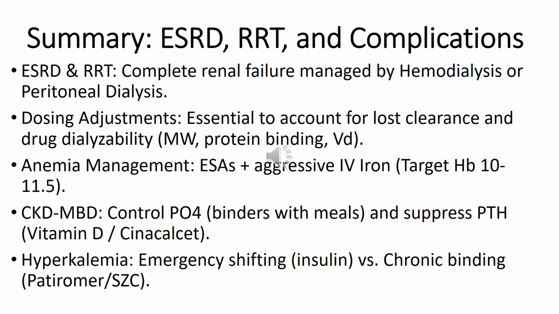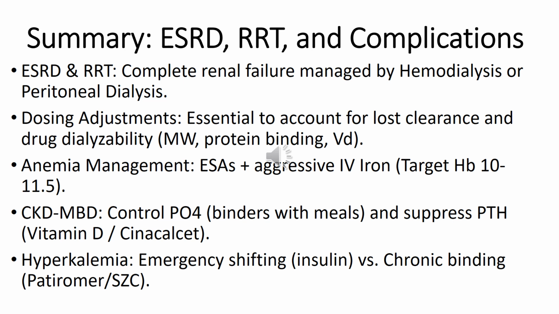Erythropoiesis-stimulating agents, or ESAs, replace the missing erythropoietin signal and stimulate bone marrow activity. Adequate iron stores are equally important for successful treatment. Intravenous iron therapy is frequently required because oral iron is often insufficient in dialysis patients. The usual hemoglobin target ranges from 10 to 11.5 grams per deciliter.